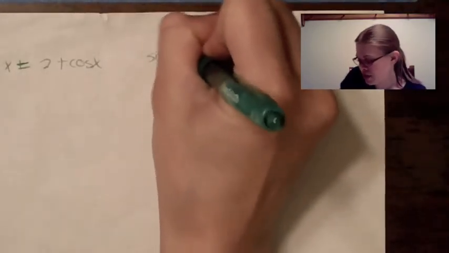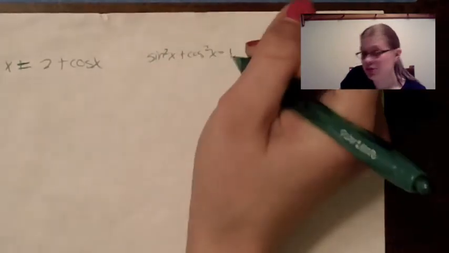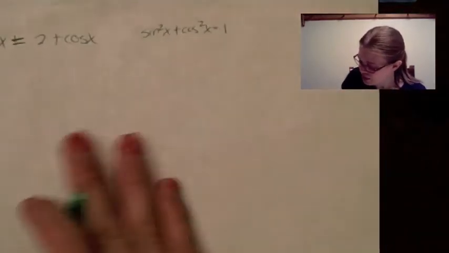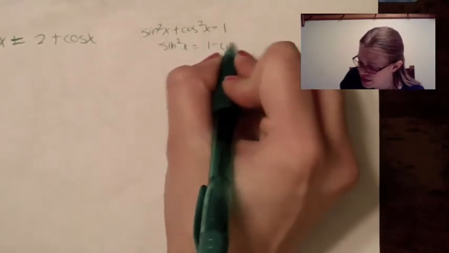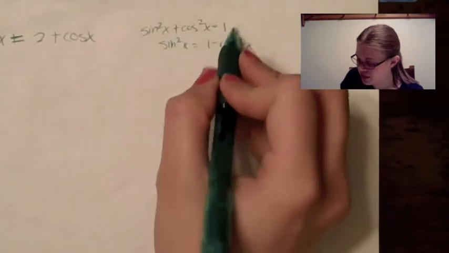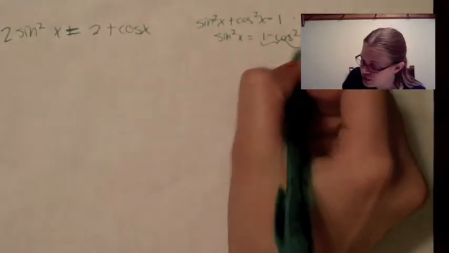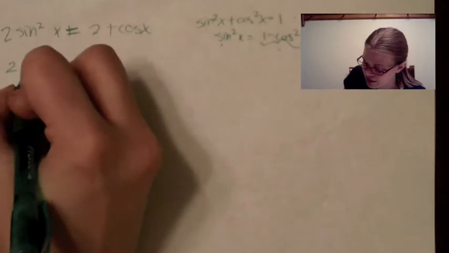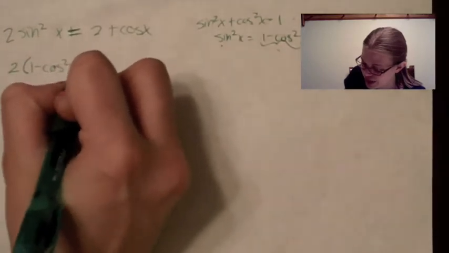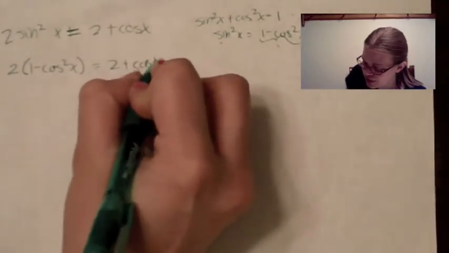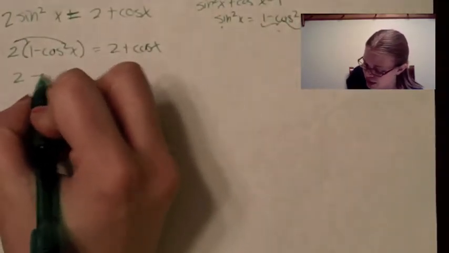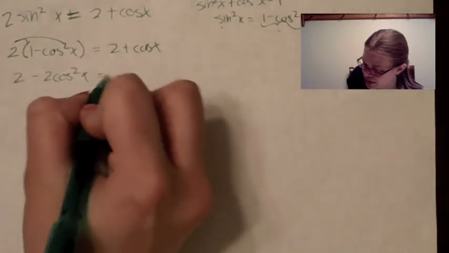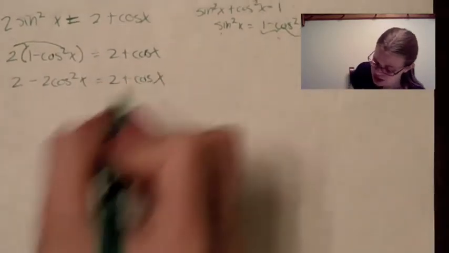Well, we have the Pythagorean Theorem that says sine squared plus cosine squared equals 1. You really ought to have that memorized by now, FYI. So I can change sine squared to be 1 minus cosine squared, if I subtract the cosine squared to the other side. So what I'm going to do is plug this in place of sine squared. So I'm going to have 2 times 1 minus cosine squared equals 2 plus cosine of x. So when I distribute my 2, I have 2 minus 2 cosine squared x equals 2 plus cosine x.